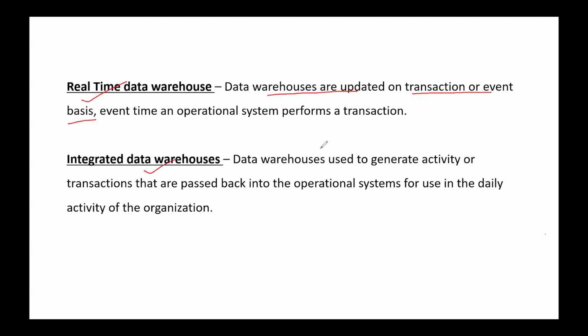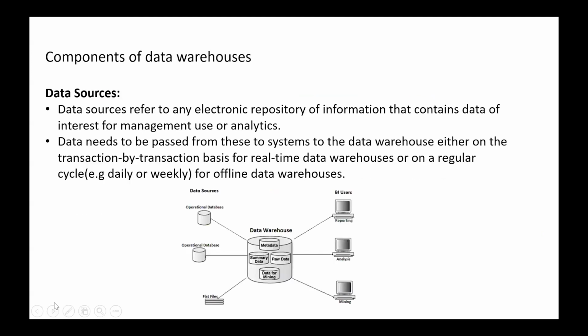Then come integrated data warehouses. Data warehouses are used to generate activity or transactions that are passed back into the operational system for use in the daily activity of the organization. Warehouses become integrated into the operational activity. So there is no need of updating at all. The data warehouse itself is a part of the operational system. So from backing up once in a month, once in 6 months, we have reached the integrated data warehouse. This is the evolution of the data warehouse in our real world scenario.